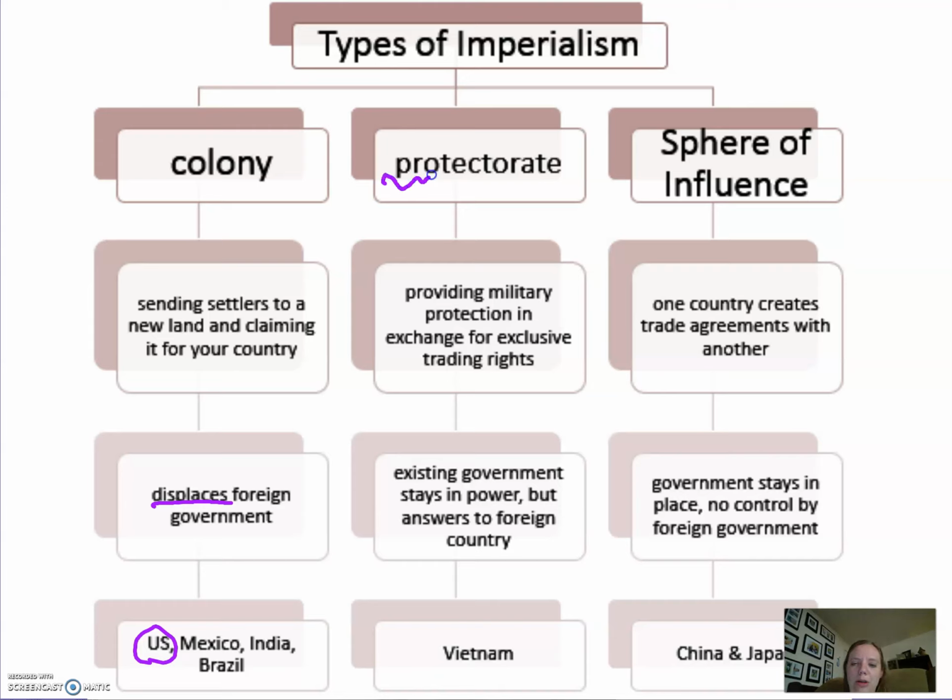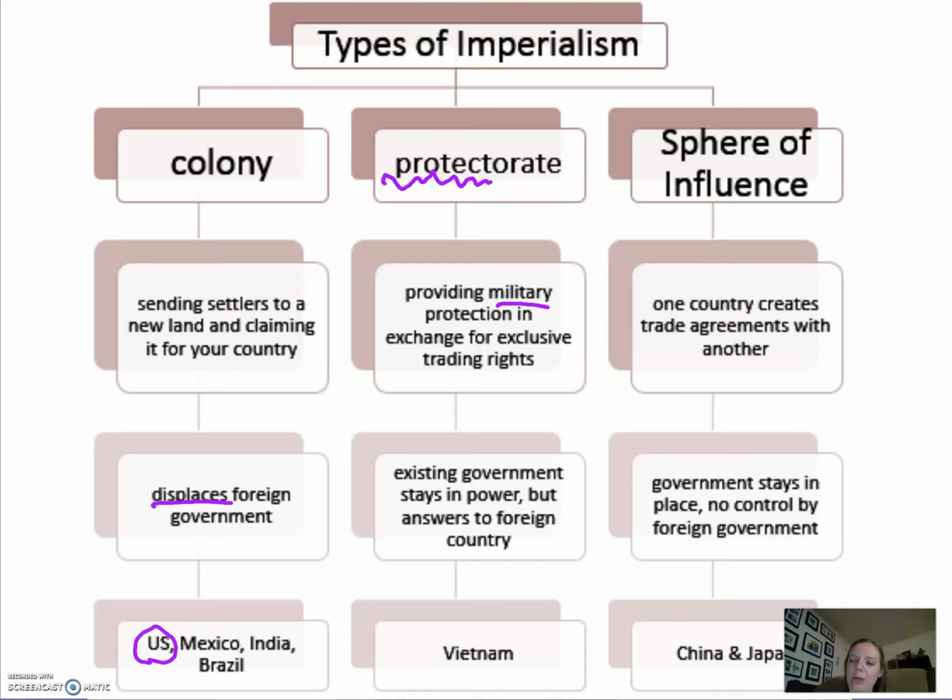The next one is a protectorate. You can see the word protect in the word protectorate. So the foreign power gives military protection in exchange for trade. The existing government stays in power. For instance, in Vietnam, the local Vietnamese government stayed in power, but they were directly tied to the French government. They did trade, and they also had military alliances and that sort of thing. They operated with connection to the French government, but instead of the French claiming Vietnam as France, instead of France ruling it directly, they left the local Vietnamese government in power.